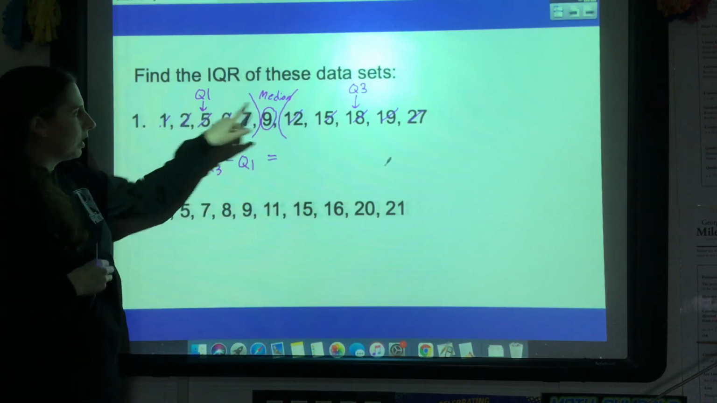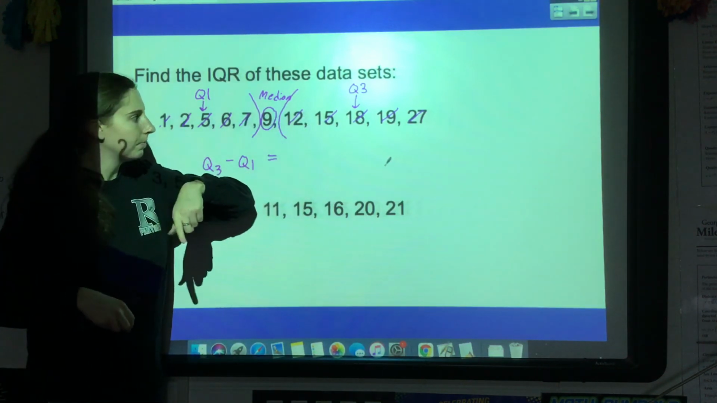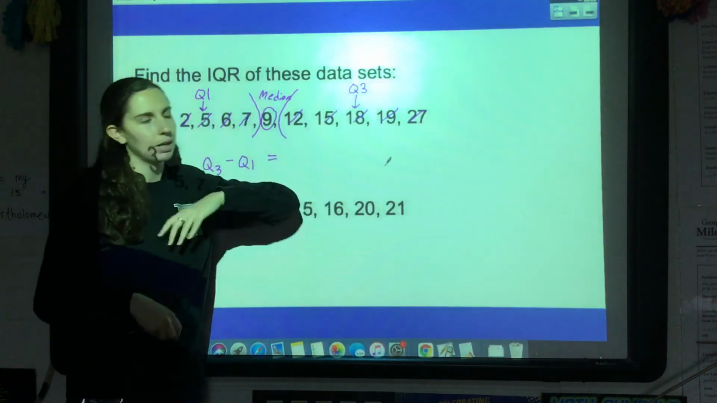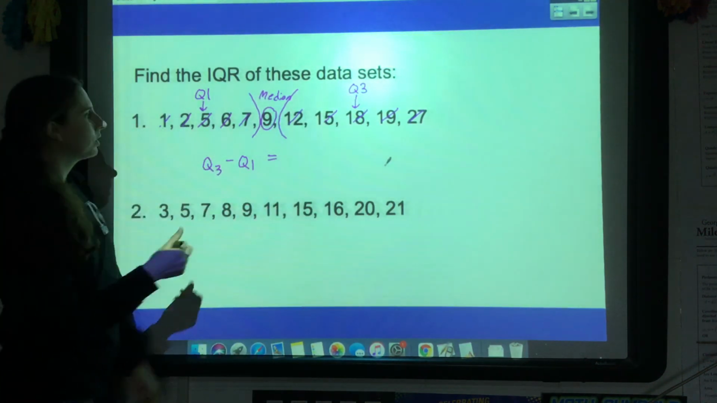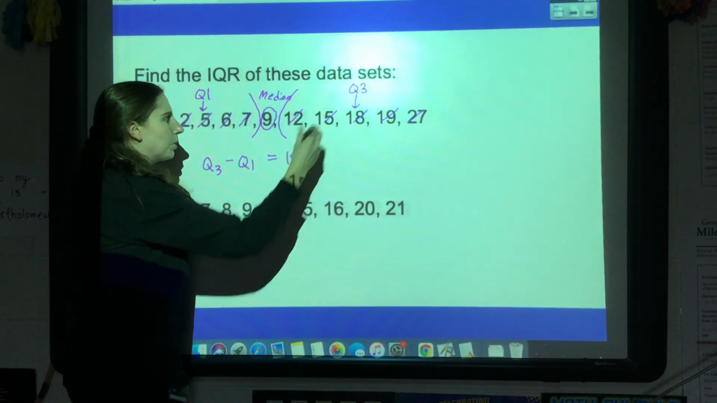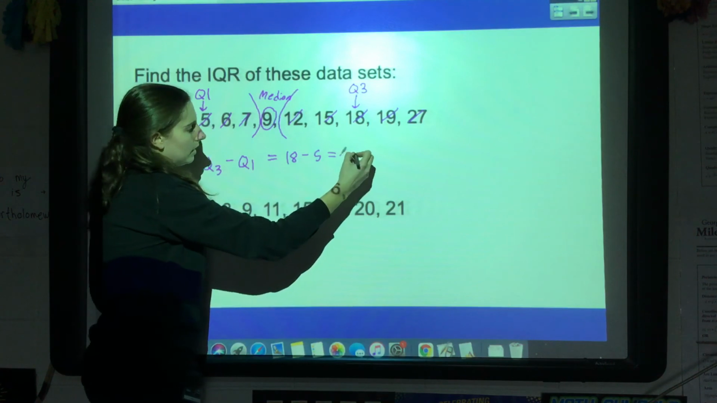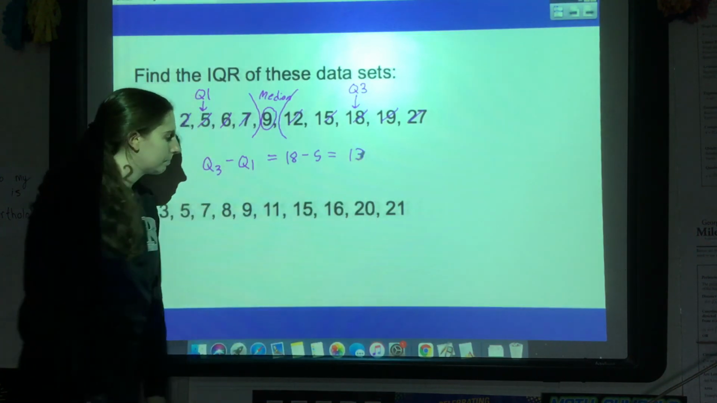So that's Q1, Q2, and Q3. Basically, you just find the median of the lower half and the median of the upper half. And so now to find the interquartile range, I'll do 18, which was Q3, minus 5, which is 13.